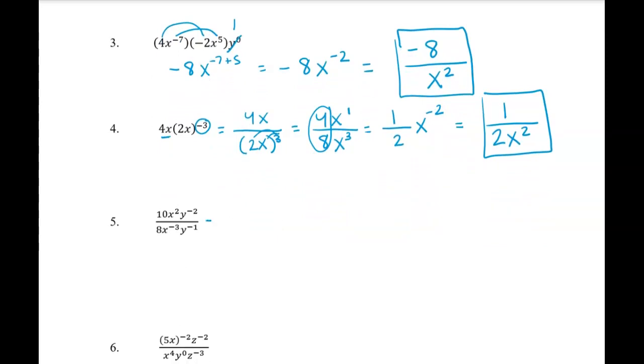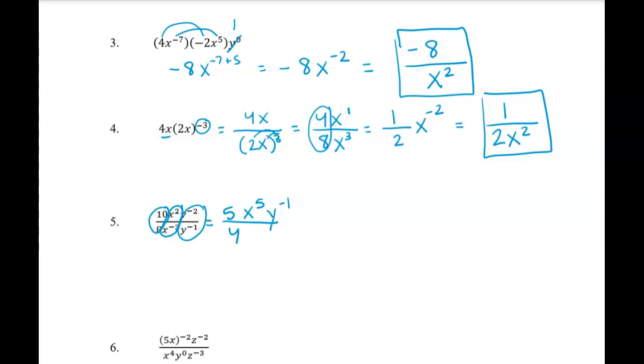For the next one, I'm going to start with my fraction. 10 over 8 simplifies to 5 over 4. And then I have x squared over x to the negative 3rd. 2 minus negative 3 is x to the 5th. Y to the negative 2nd over y to the negative 1st. Negative 2 minus a negative 1 is like a negative 2 plus 1, which is a negative 1.